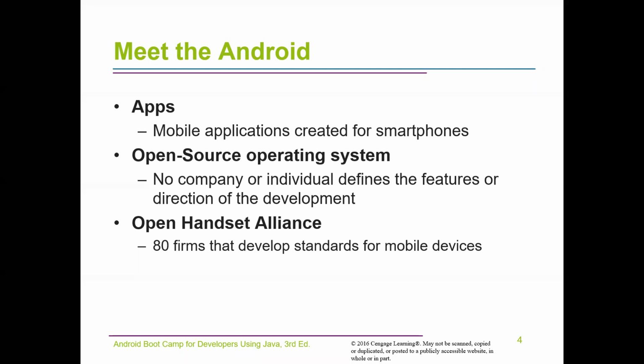With the second bullet, we have open source operating systems. Technically, when you say open source, this is freeware, so it can be downloaded and distributed on any platform.